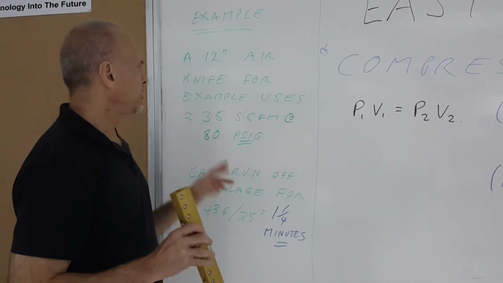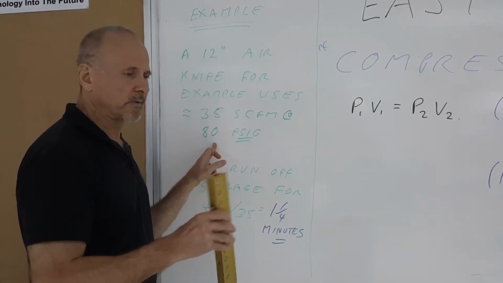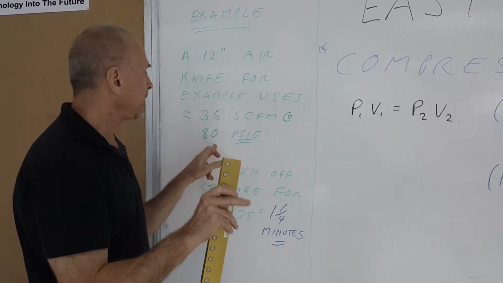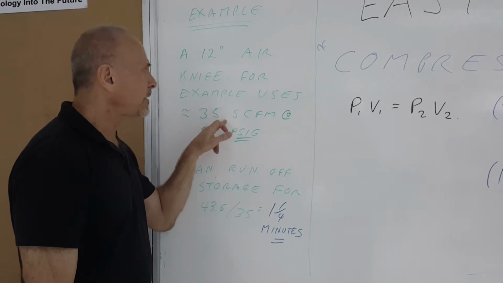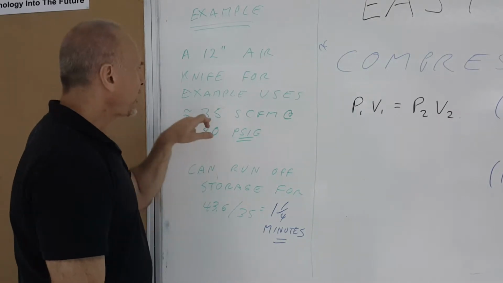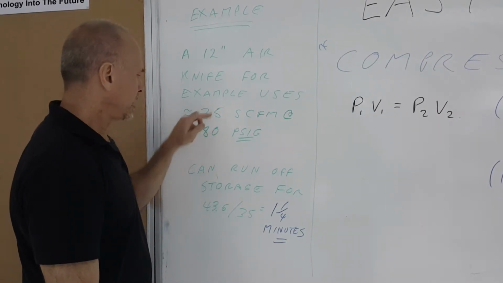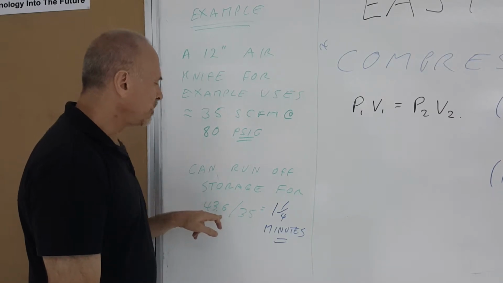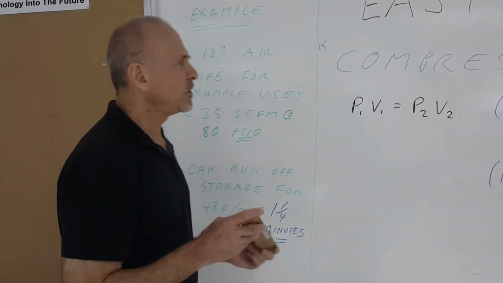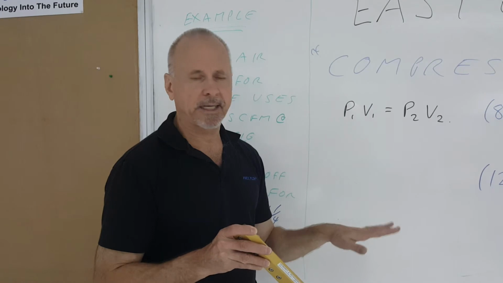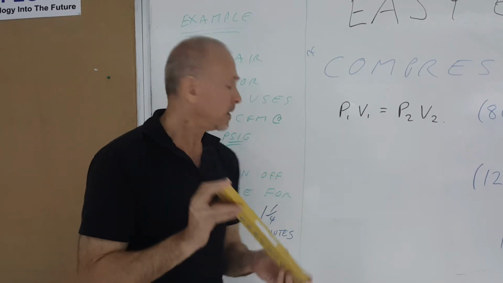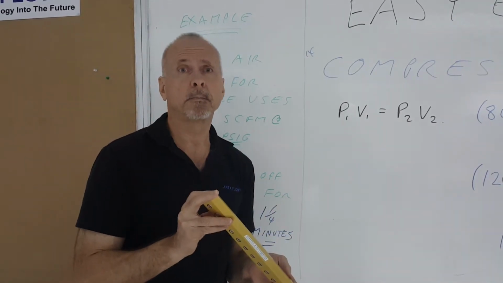A 12-inch air knife at about 80 pounds pressure of use, coming from that tank through a regulator to keep it at 80 pounds going in the air knife, is going to consume about 35 standard cubic feet per minute. That's cubic feet per minute at standard conditions. So take that 35 cubic feet per minute, divide it into the 43.6 cubic feet, you get 1¼ minutes. What that means is you can operate that air knife from storage only, the compressor doesn't even have to be on, for 1¼ minutes.